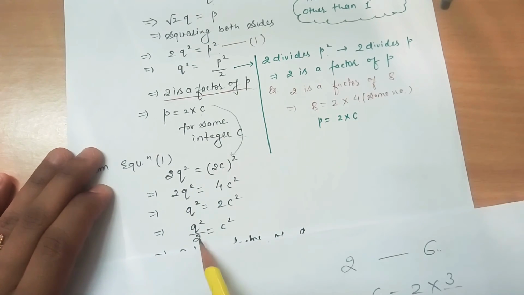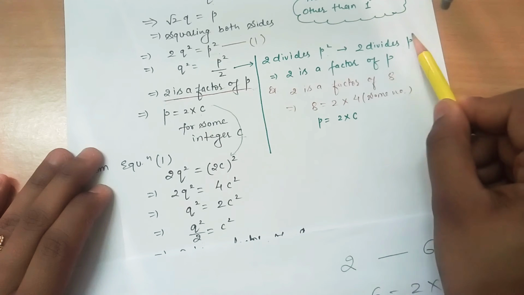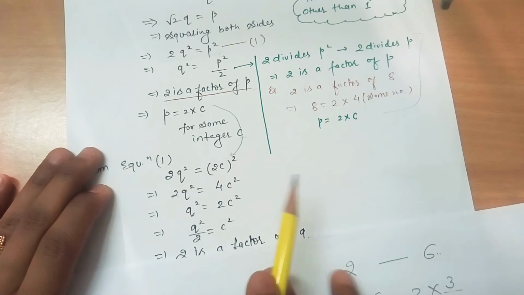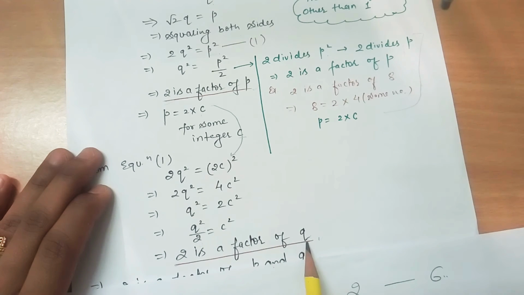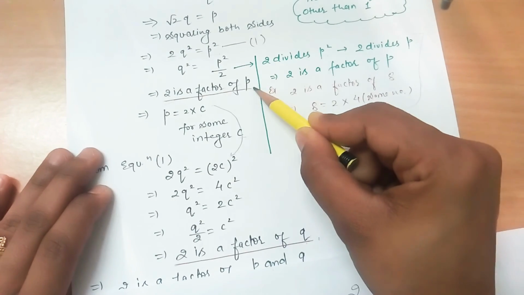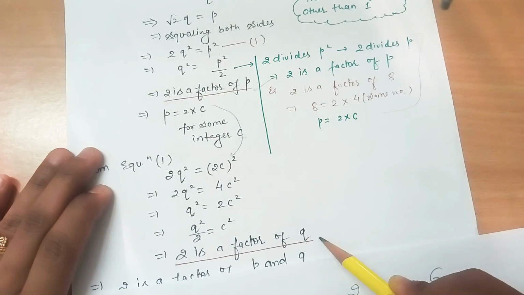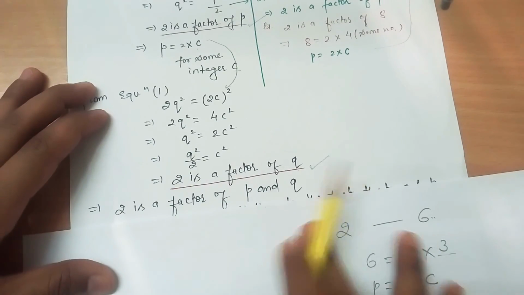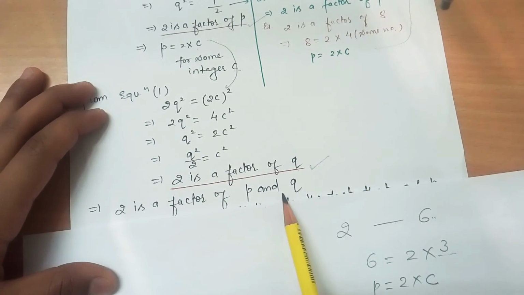Okay, now again like this, here we can write 2 is a factor of q. 2 divides q square, it means 2 divides q, or 2 is a factor of q. Now from these two expressions, 2 is a factor of p and 2 is a factor of q, we can say that 2 is a factor of both p and q.